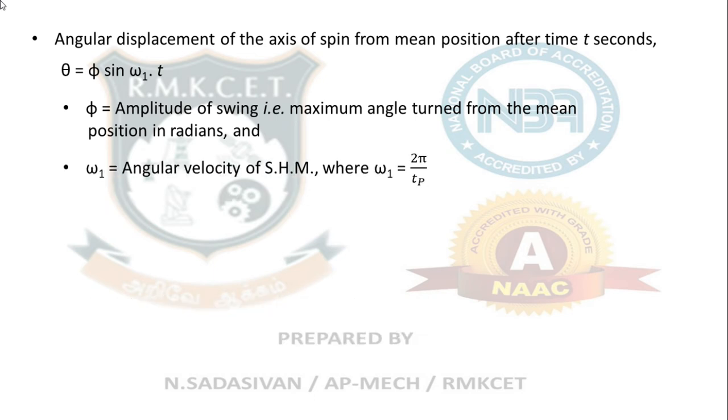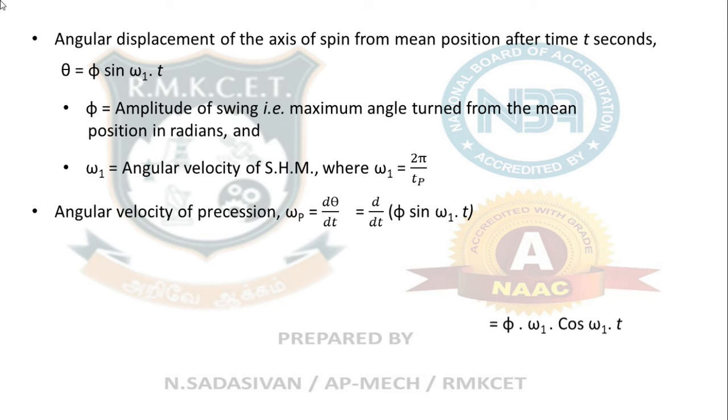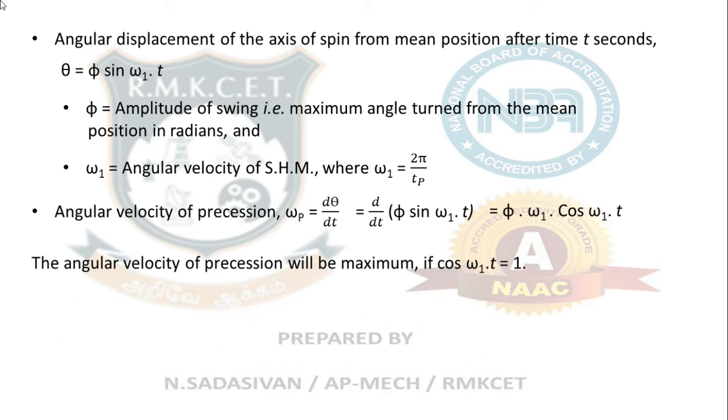Omega 1 is the angular velocity of the simple harmonic pitching motion. So precessional velocity is d theta by dt. Differentiate the above equation, you will get phi omega 1 cos omega 1 t. So angular velocity of precession will be maximum when this cos term becomes 1. Then only this value will be maximum. Precessional velocity will be maximum when the cos component becomes 1. Otherwise it will be less than 1 for all the other values. So therefore the maximum possible value of precessional velocity is phi into omega 1.